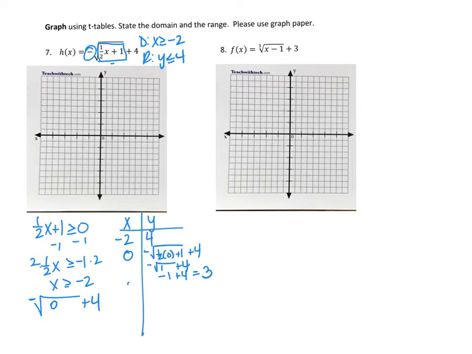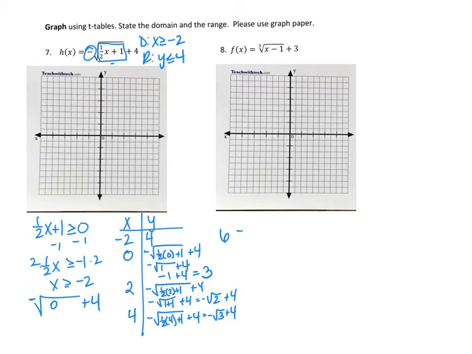And then I'm going to plug in 2. I get negative square root of 1/2 times 2 plus 1, plus 4. That's negative square root of 1 plus 1, plus 4. That's the negative square root of 2 plus 4, which is some decimal. I'm going to plug in 4. I get negative square root of 1/2 times 4 plus 1, plus 4, which is 2 plus 1, negative square root of 3. So I told my students to just keep going until they find a perfect square.